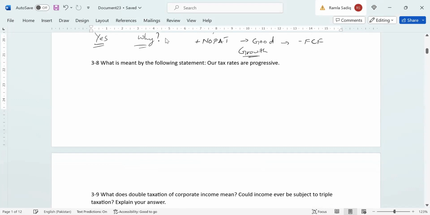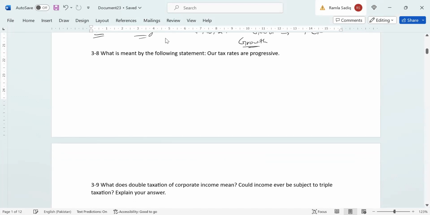When we say what is meant by the following statement, our tax rates are progressive.